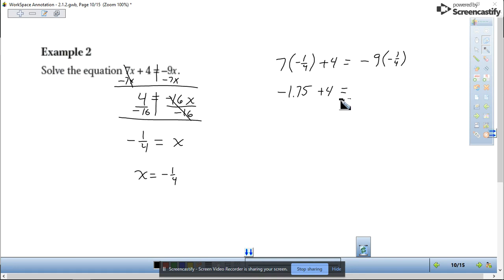You're welcome to leave it as a fraction if that makes you feel better. And then negative 9 times negative 1/4 is positive 2.25. Okay, again, leave that as a fraction if it makes you feel better. So then to clean this up, do negative 1.75 plus 4, and you get 2.25. So basically, I'm simplifying the left and right side to make sure that they do indeed give me the same answer, in which they do. Okay, so that checks out, making this your solution.